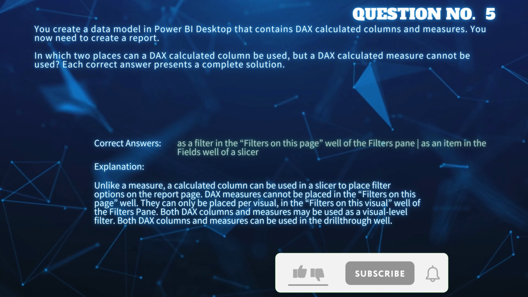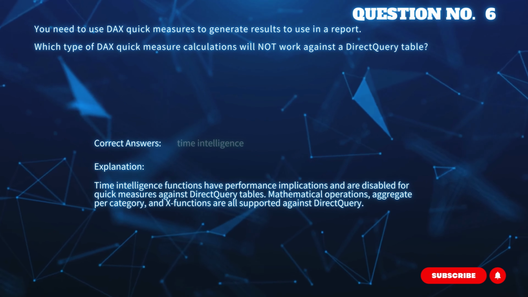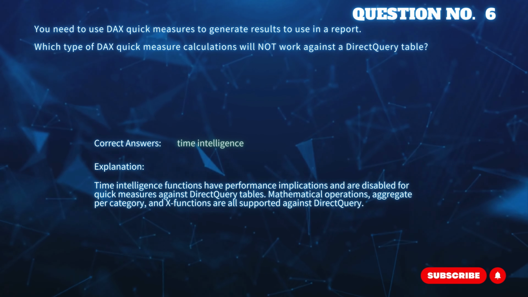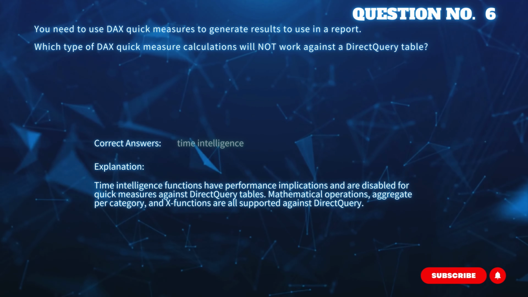Explanation: time intelligence functions have performance implications and are disabled for quick measures against DirectQuery tables. Mathematical operations, aggregate per category, and X functions are all supported against DirectQuery.